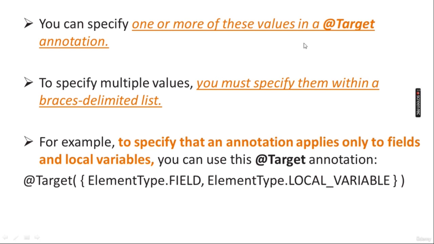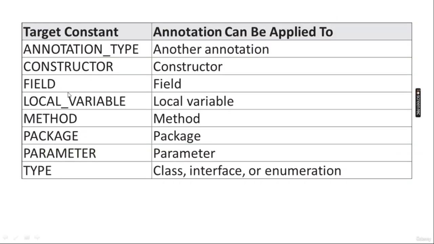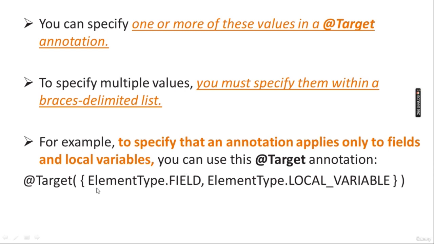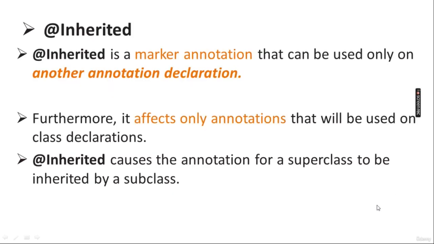You can specify one or more of these values in the @Target annotation. To specify multiple values, you must specify them using braces, a delimited list, like Target ElementType.FIELD, ElementType.LOCAL_VARIABLE. So there are two constants we have used here, field and local variable, using a comma. Whatever you specify, ElementType dot constant, comma, ElementType dot constant, all will be included in the opening and closing curly braces.